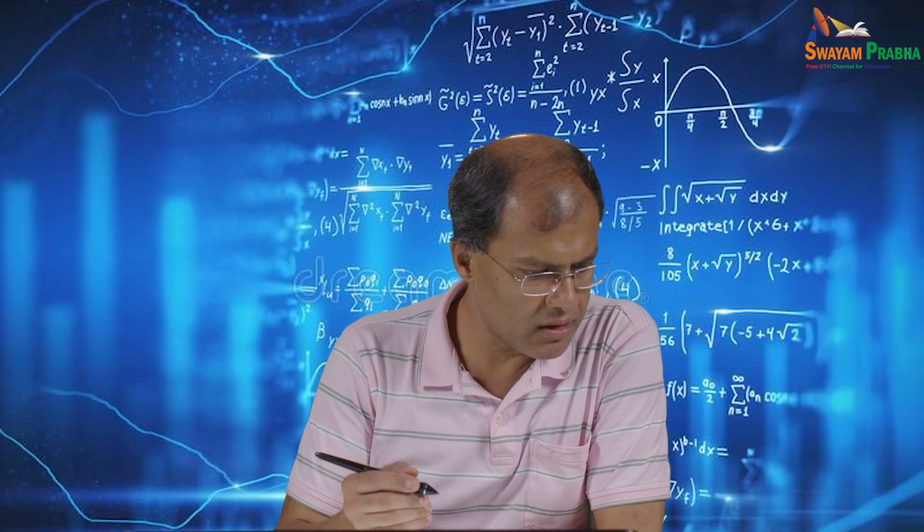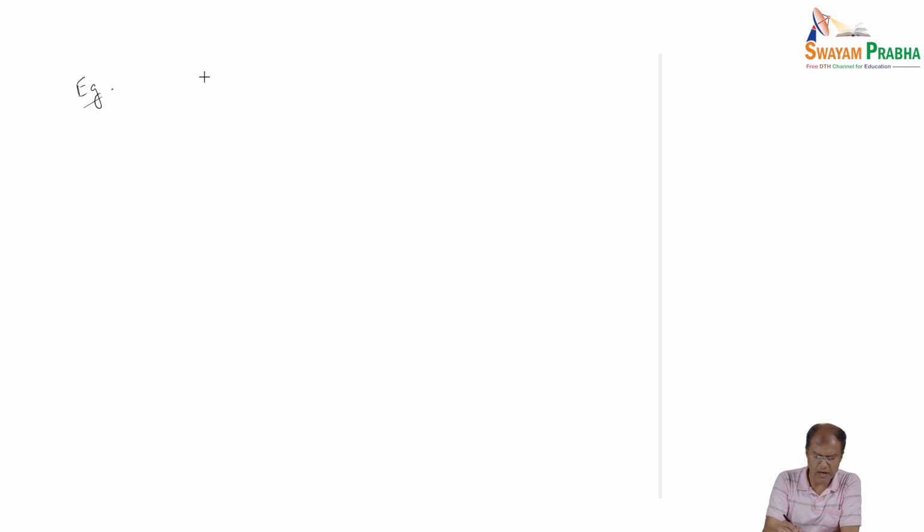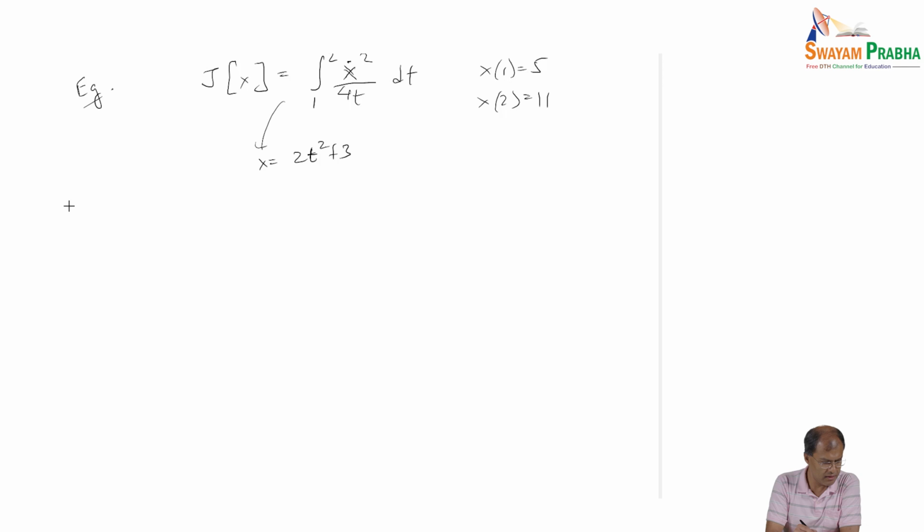In the previous module we saw one example where we had to find the extremal of this functional J of x, given by the integral from 1 to 2 of x dot square by 4t dt, with x of 1 equal to 5 and x of 2 equal to 11. We found that the extremal based on these boundary conditions was x is equal to 2t square plus 3. Let us now continue our discussion for this example.